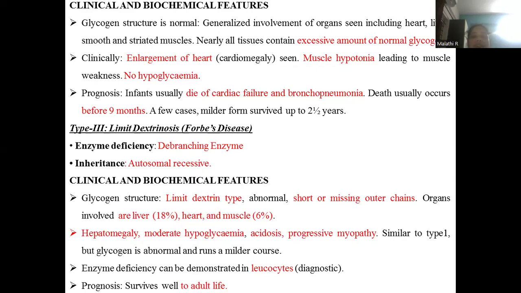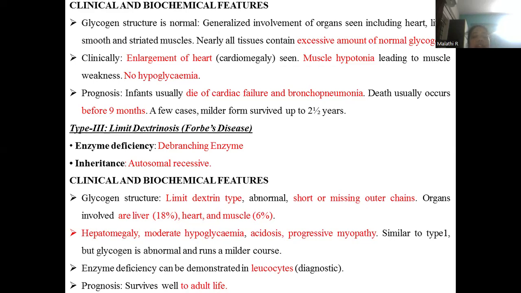Clinically, enlargement of the heart, cardiomegaly, is seen, and muscle hypotonia leading to muscle weakness. No hypoglycemia is seen in this condition. Prognosis: infants usually die of cardiac failure and bronchopneumonia. Death usually occurs before 9 months. A few cases, a milder form, survived up to 2.5 years.